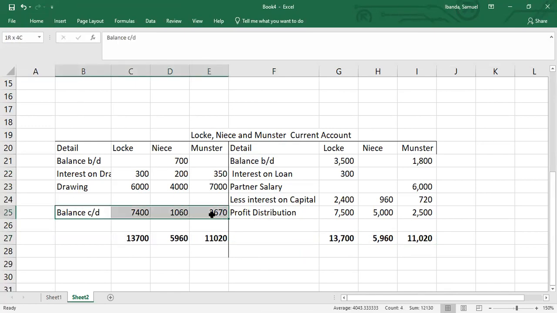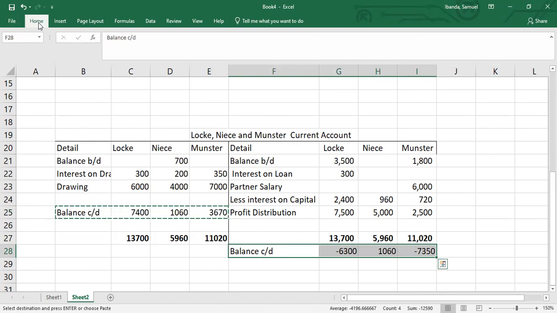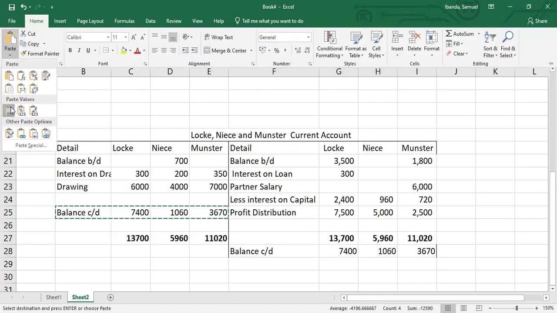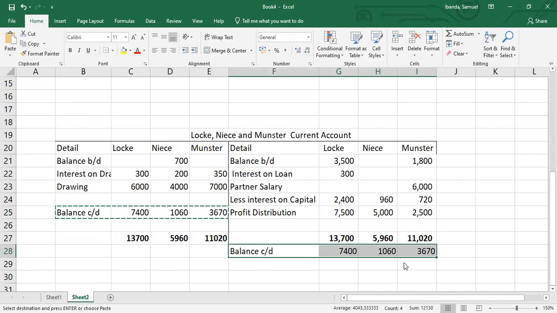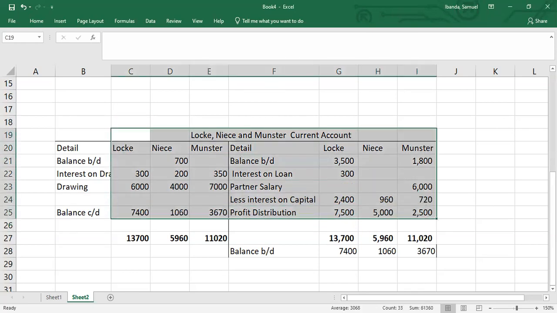In the same way as I have this, I'll come and bring it right here. No, that's not what I wanted. Let me just try to change. I'm pasting values. So that's what I basically do have. And this will be my balance brought down, or brought forward, like that, okay? So I hope that is understood. So that is what we have as our current account. So I hope you've mastered that one.